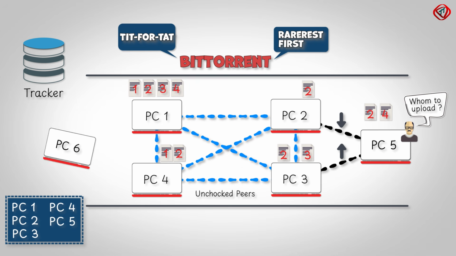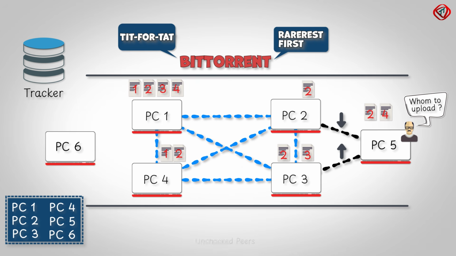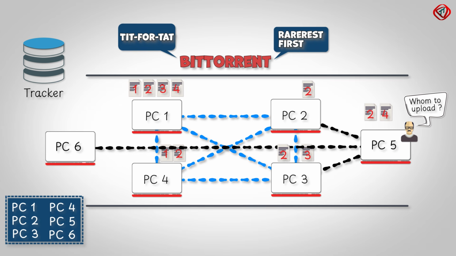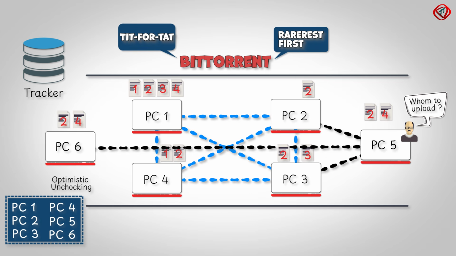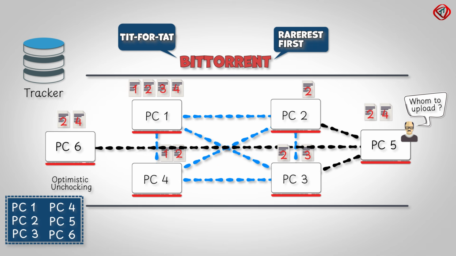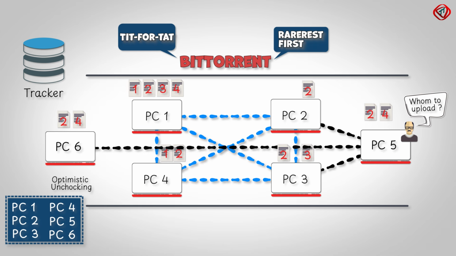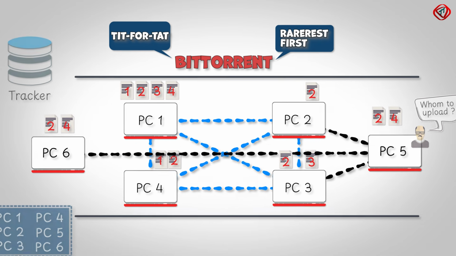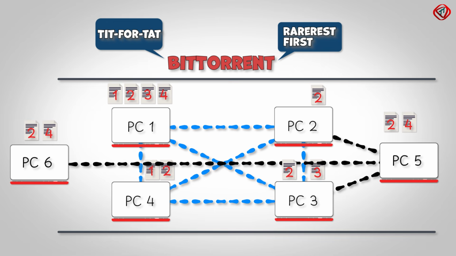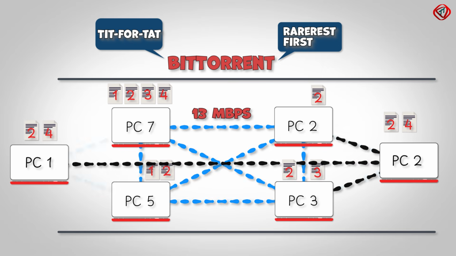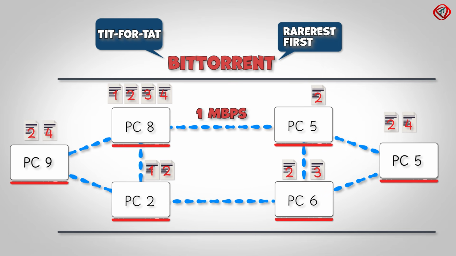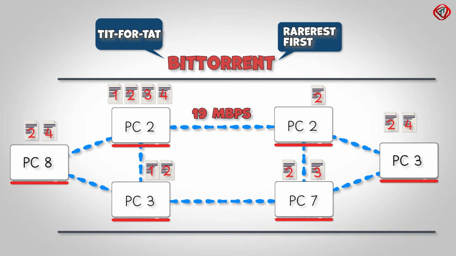But what about new users who have nothing to share yet? BitTorrent solves this too. Every 30 seconds, Rav randomly picks one extra peer and sends data to that peer. This is called optimistic unchoking. This helps new users get started and also helps discover better peers. The whole system is dynamic. Peers keep joining, peers keep leaving, upload speeds change, connections change, so BitTorrent continuously adjusts and optimizes sharing.